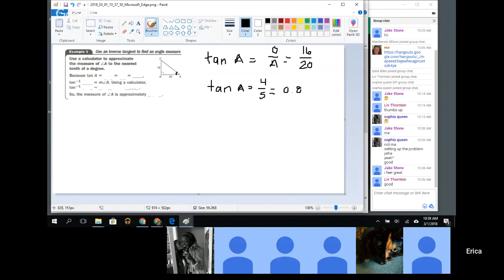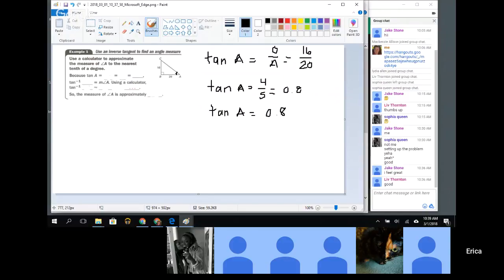I think I even mentioned this when we did it. Once you have that ratio, that number that compares the two sides, then your calculator can actually tell you what the measure of that angle is. And so we know that the tangent of A equals 0.8. Okay.